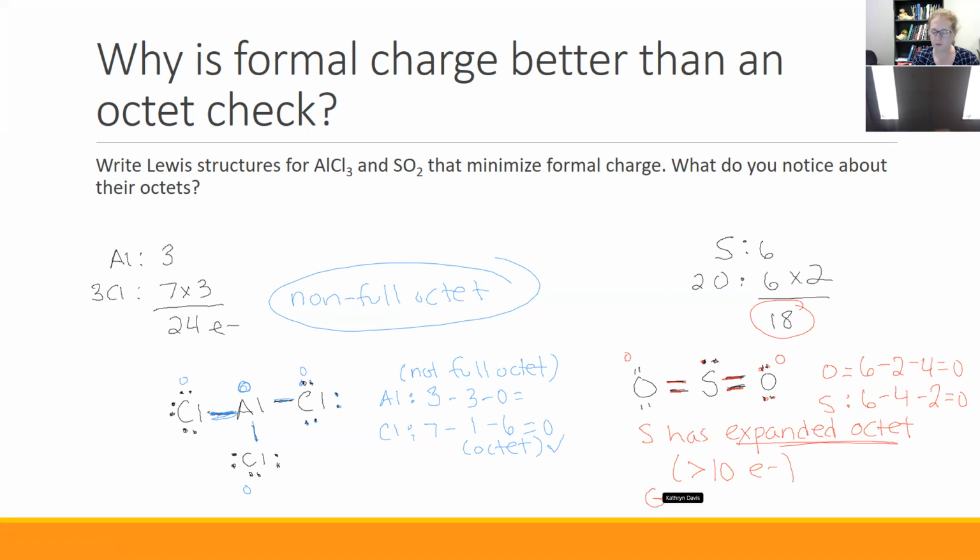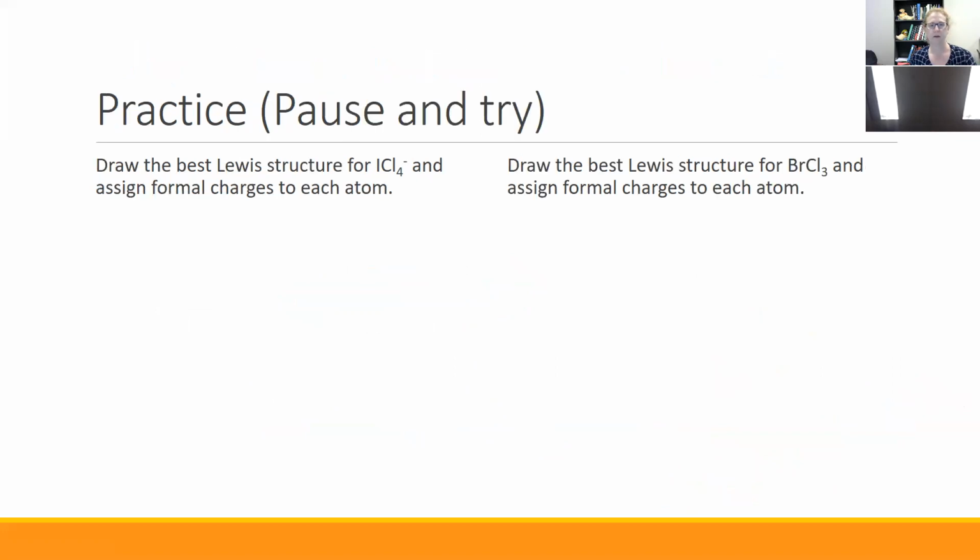And the rule is period 3 and below. Why? Because period 3 and below can have d orbitals, and d orbitals are extra space for electrons. Period 1, row 1, and period 2, row 2 won't do that, but period 3 sure will. So we can have diminished octets, unfull octets, and we can have expanded octets. Let's practice just a couple more. So pause and try, and then I'm going to go ahead and display the answers for you. Hopefully we can come up to the same place.